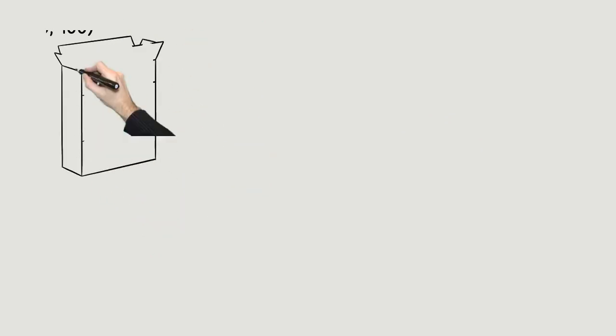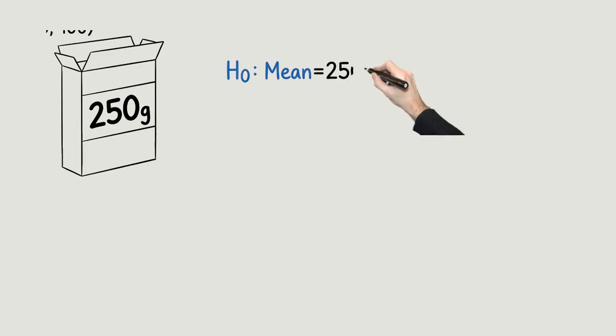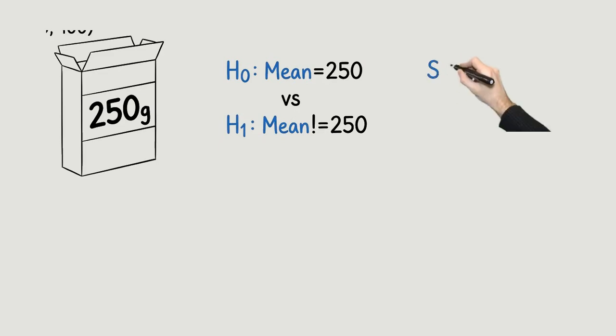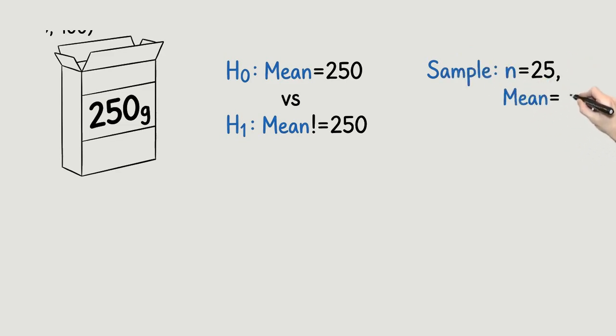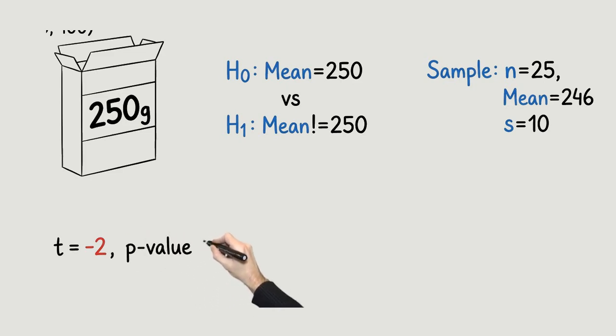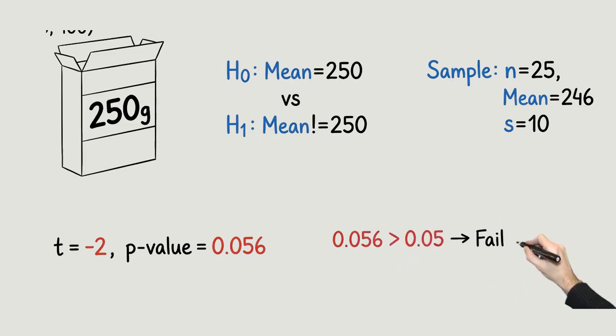Consider a concrete example. A company claims cereal boxes have a mean weight of 250 grams. We test H0, the mean equals 250, versus H1, the mean is not 250. From a sample of 25 boxes, we get a mean of 246 and a sample standard deviation of 10. The t-statistic is -2. The corresponding two-sided p-value is about 0.056. At alpha equals 0.05, we fail to reject the null.